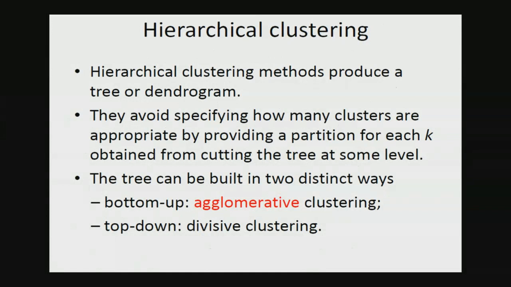And the tree building can be done in two different ways. One is bottom up, and this is called agglomerative clustering. And the other one is top down. This is called divisive clustering. And we'll focus on this bottom-up agglomerative clustering. This is more common.